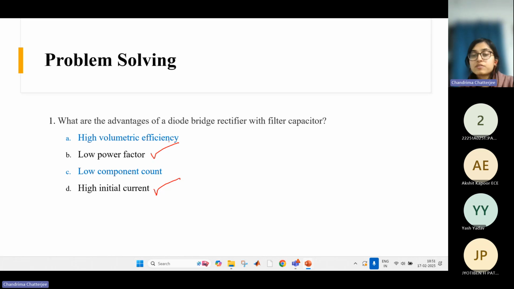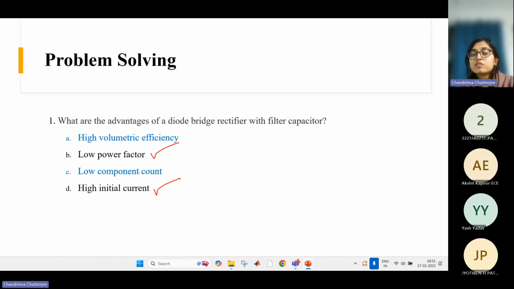High volumetric efficiency means that the diode bridge converter is very compact. It takes a very small space. Its volume is small. That is why it has high volumetric efficiency. For a very small volume, you can extract a high amount of power, right? So that's why it has high volumetric efficiency.